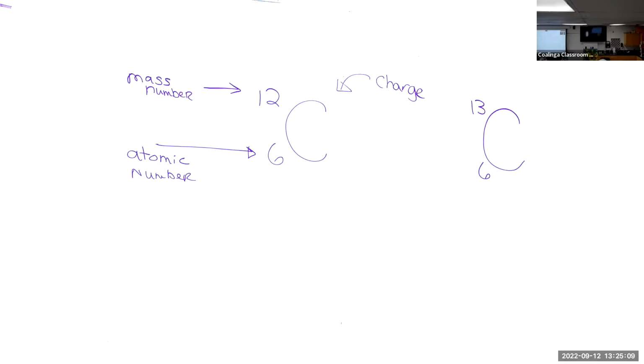Okay, on your periodic table, we have what we call the atomic mass or the atomic weight. Can you guys find it for carbon? Say it loud. 12.011.